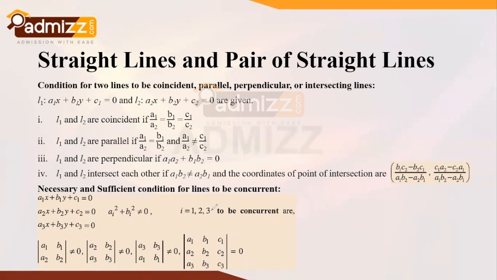So this thing we need to keep in mind: the minor values are non-zero, and the determinant value entirely is 0. This is the condition to check whether the lines are concurrent or not. Now what is the meaning of concurrent? Concurrent means that the lines are either emerging from a certain point or meeting at a certain point.